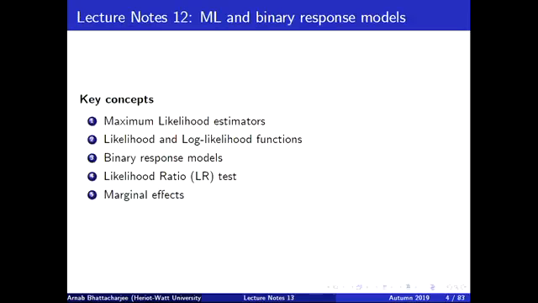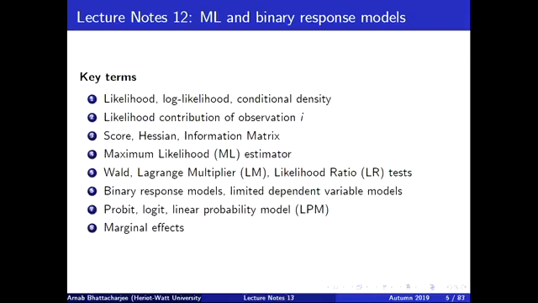Okay, that's an aside. Concepts: maximum likelihood estimators, likelihood and log likelihood functions, and then various other things. The likelihood ratio test is also part of the concepts. Key terms: likelihood, log likelihood, conditional density, likelihood contribution of an observation i, then score, Hessian, information matrix, then the estimator, then various kinds of tests. We are coming back to the tests now again, right? This is the second time we are coming back to different kinds of testing principles, so we'll see the contrast now, and various models.